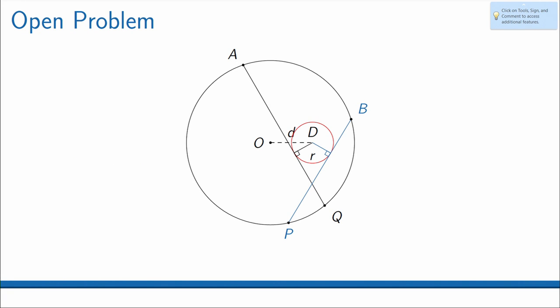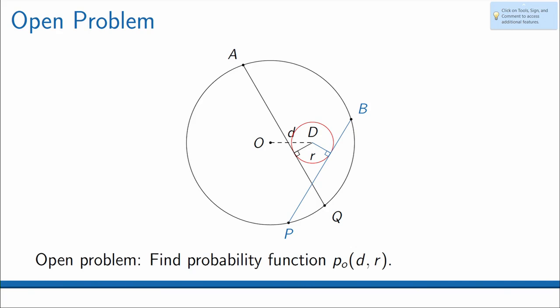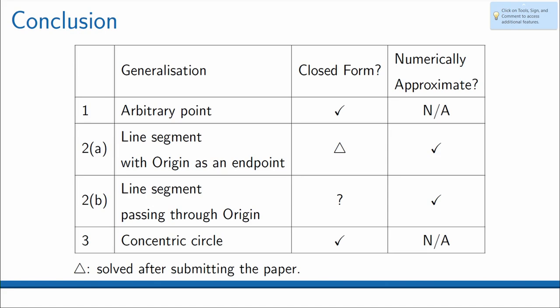And finally, we'll state our open problem, in which we ask about the probability when the circle is moved d units away. And we want to find a similar probability function that depends on D and R. But unfortunately, this problem cannot be solved because of the complexity of the configurations, and the central angle POQ is also hard to find.